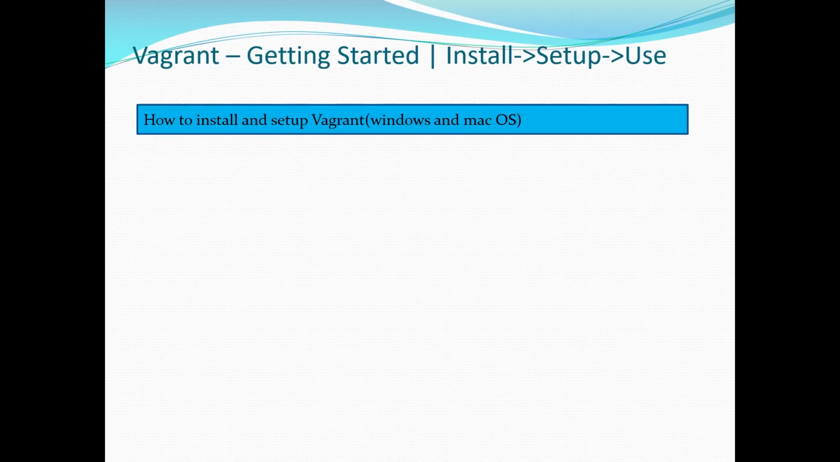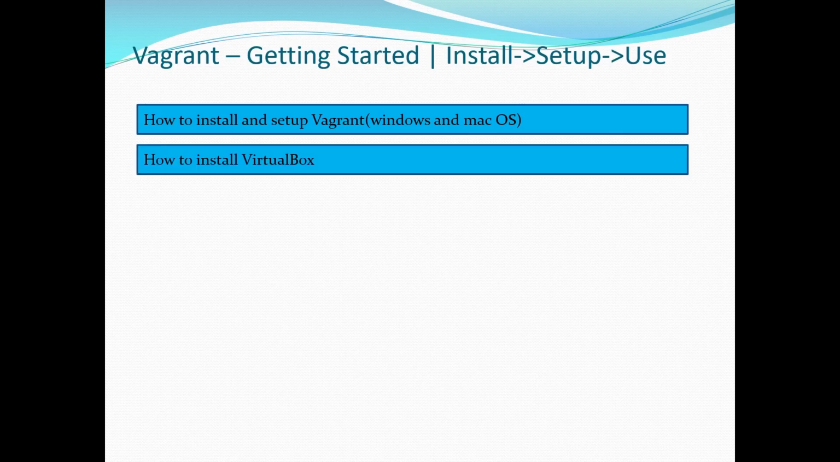If you are okay with this, if you have already installed Vagrant, then you can directly go to that part where I am telling you the Ansible demo, which is dedicated to experiment number 7. So here we will see how to install and set up Vagrant on Windows and Mac OS. It's the same thing in either Windows or Mac. It really doesn't matter.